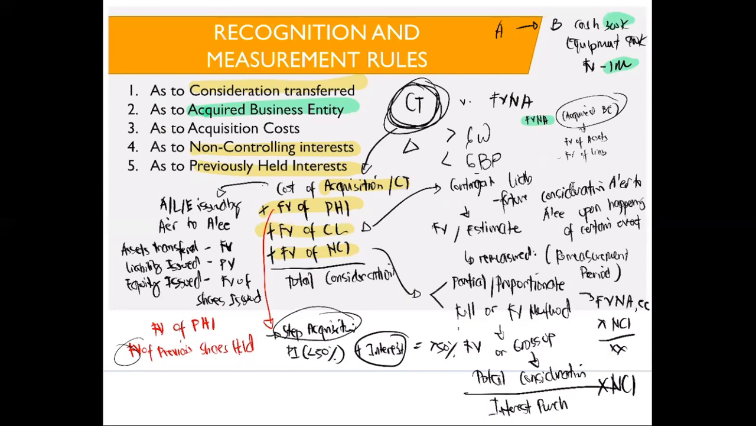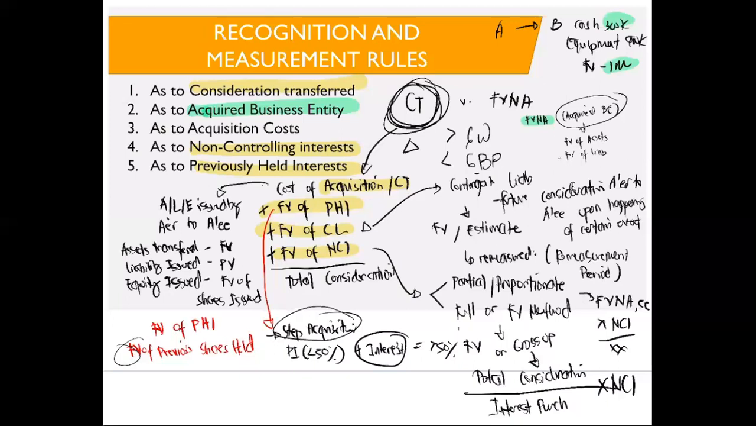Okay, so let's wrap up this recognition and measurement. So what do we do? First, we need to recognize the total consideration transferred. What are the components of total consideration transferred? The cost of acquisition or consideration transferred that can either be asset, liability, or equity. Next, the fair value of your previously held interest. That is the fair value of previously held shares due to step acquisition.